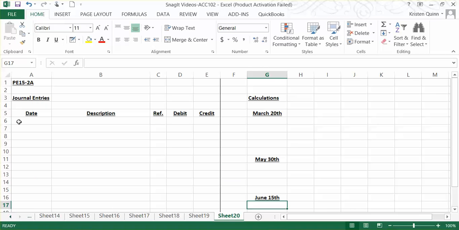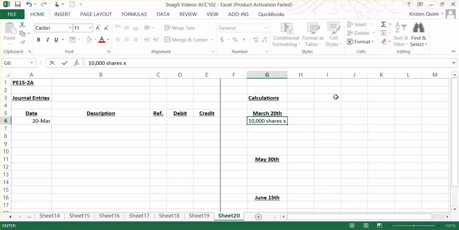So we need to first journalize the entry for March 20th. Again, they tell us that we're buying 10,000 shares of Thorlite Company at $30 per share plus a $250 brokerage fee. When we are acquiring any investment, we have to record it at the full value of what we paid for it. So again, we are buying 10,000 shares. Each one of those shares is costing us $30 per share. However, we also had to pay a $250 brokerage fee, so we need to include that as well.